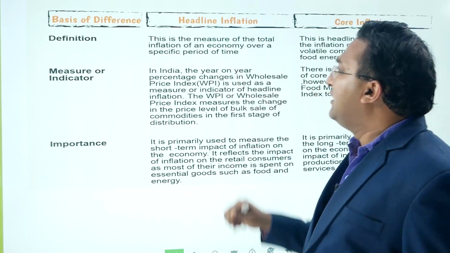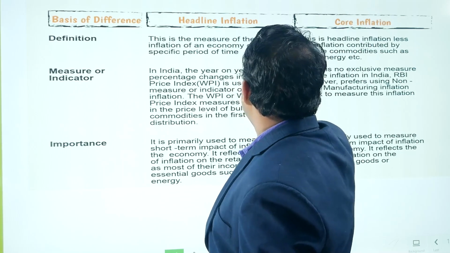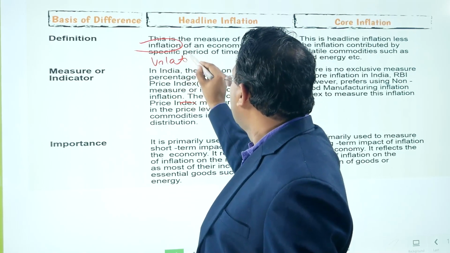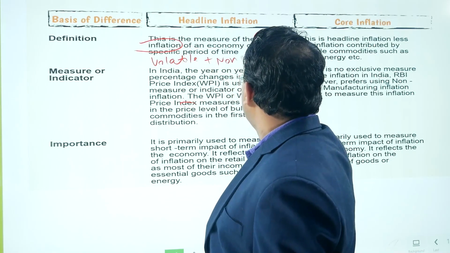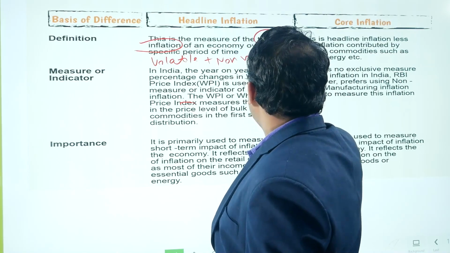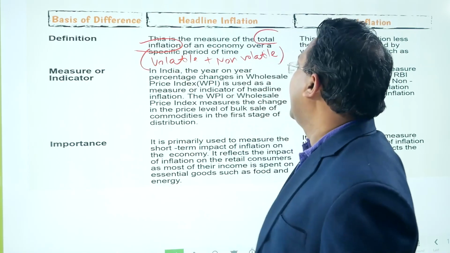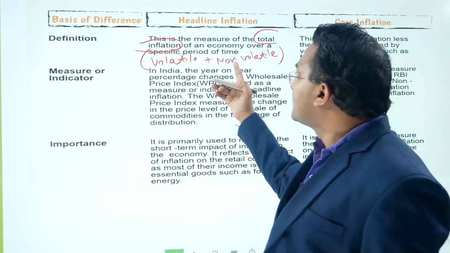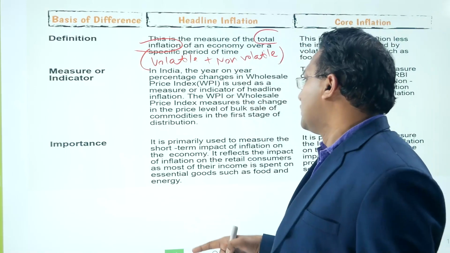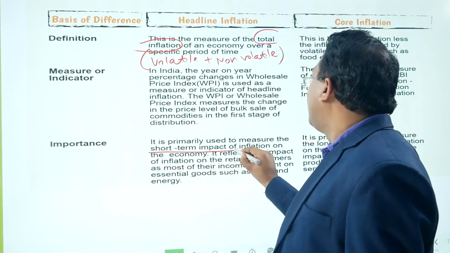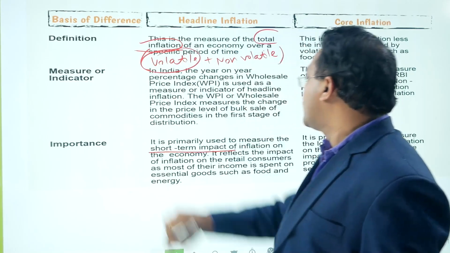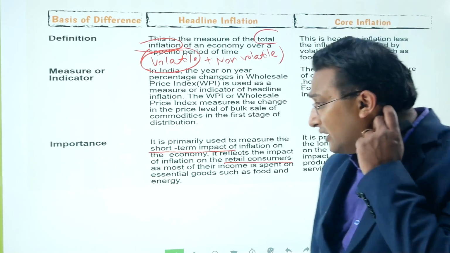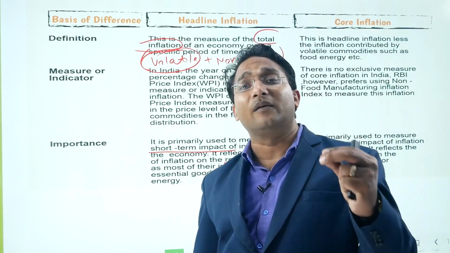This headline inflation indicates the total inflation. Total inflation means the inflation in the volatile and non-volatile commodities, right? So it indicates the inflation both in the volatile and the non-volatile commodities. So this indicates the short-term inflation also, right? So it indicates the short-term impact because this is having the volatile commodities also, and it is more concerned with the retail consumers also because it is going to impact the retail consumers, the food items, the energy items.